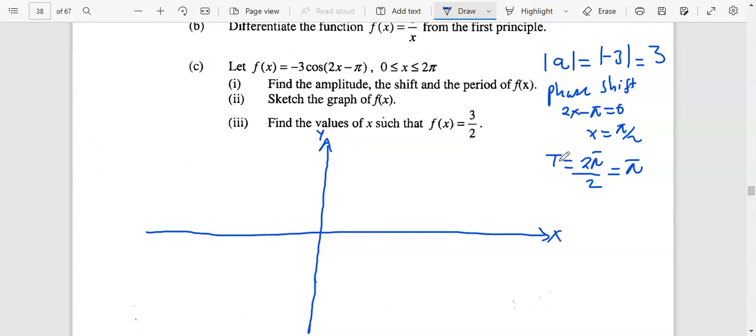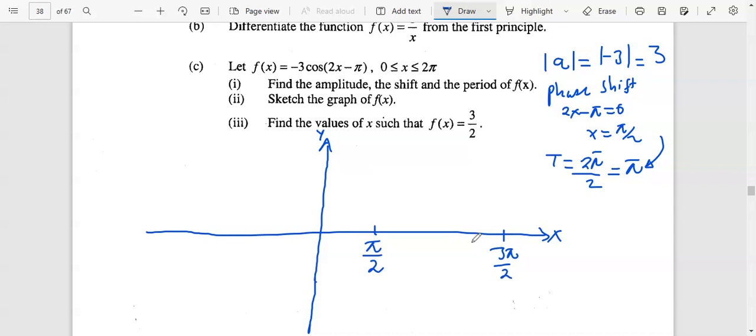Okay, so first things first, I'm going to put the phase shift on our function. The phase shift is at pi over 2, so I say this is pi over 2. And then where are we going to end if the period is pi? All you do is add the phase shift with the period. So pi over 2 plus pi, that is going to give us 3 pi over 2. So let me say this is 3 pi over 2.